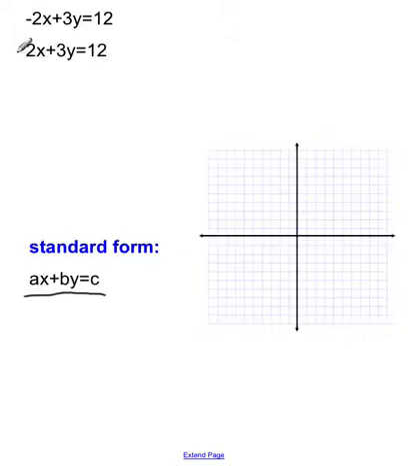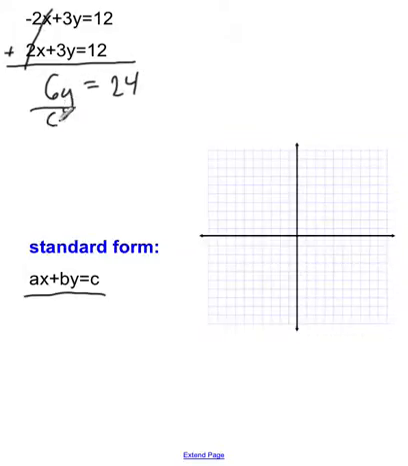So I have two equations here. They're both in standard form, so I'm going to add them together. Negative 2x plus positive 2x cancels. 3y plus 3y, 6y. 12 plus 12, 24. Divide by 6, and y equals 4. Now this time I solve for y, and it doesn't matter which one you solve for. You can solve for either one because your goal is to get an x and a y.